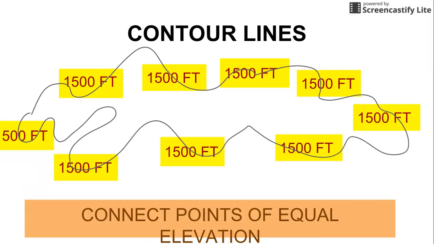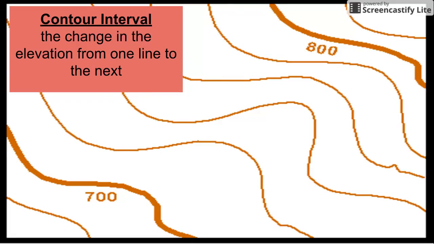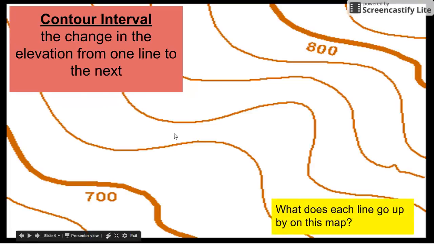Now you're going to turn the page in your notes. And then you can see that you have a place to put the definition for contour interval. A contour interval is the change in elevation from one line to the next. I'm going to show you what that means here in a minute and how you find it. You're going to need to figure out what each line goes up by on this map. Well, let's look. First, we have this line. This is actually called an index contour. See how it's labeled? So anywhere I'm on this dark line, I am, let's say, 700 feet above sea level.